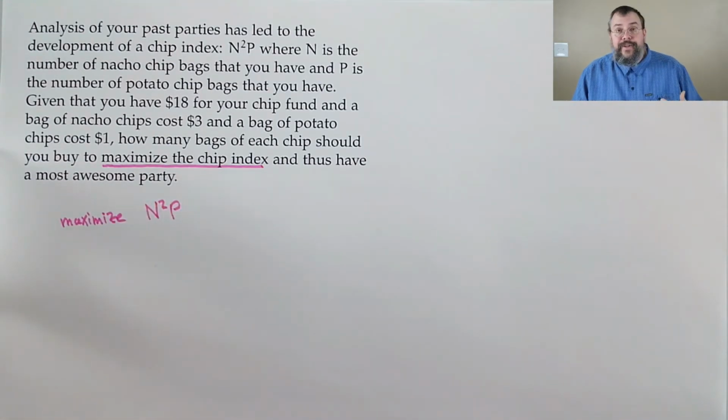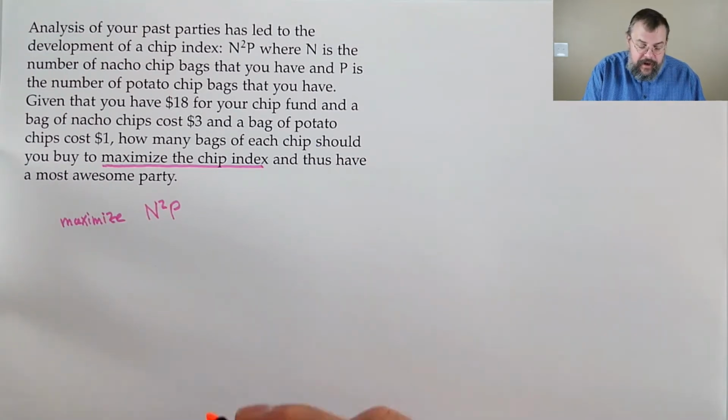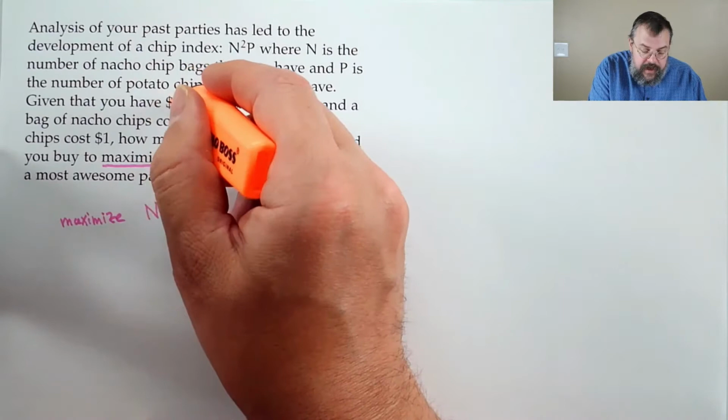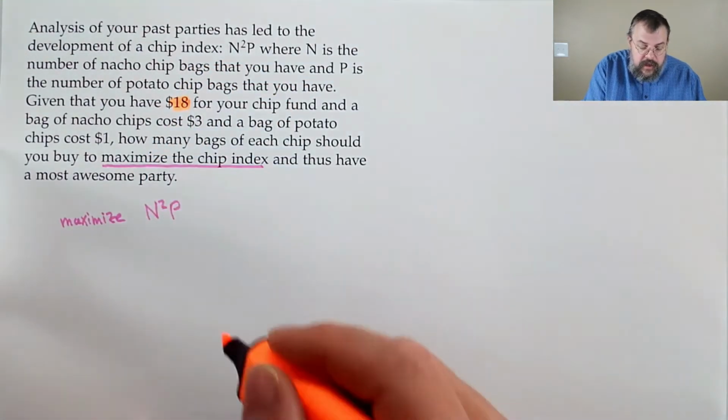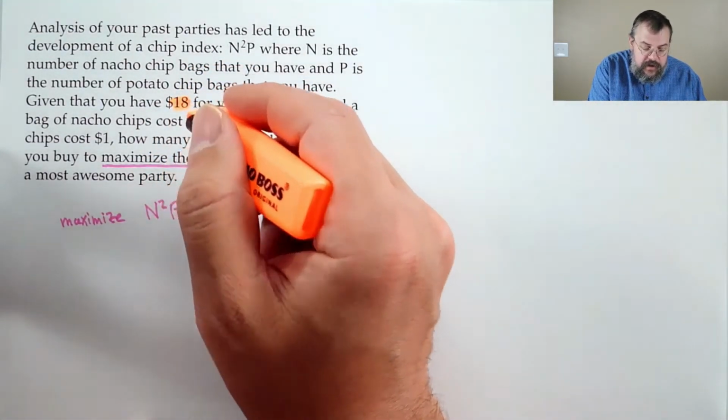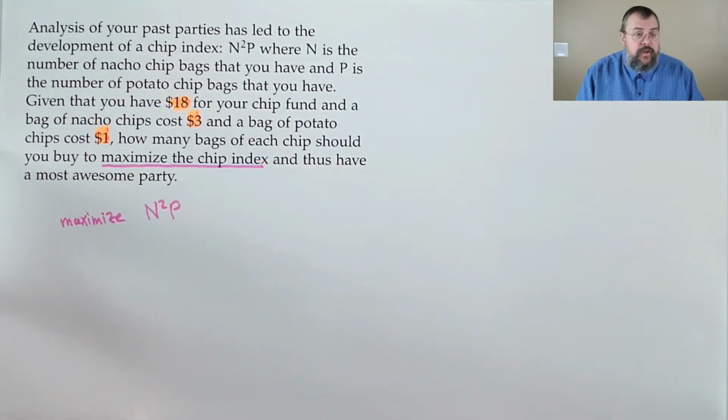All right, so far so good. There's a catch. 2 variables here, N and P. So we got to get down to 1 variable. But we also saw there were lots of numbers being thrown around. So we suspect the numbers are going to come into play in answering our question. So we said, okay, we have an $18 budget. The nacho chips cost $3 and the potato chips cost $1. So what we're going to do is we're going to use that information to extract our various relationships.